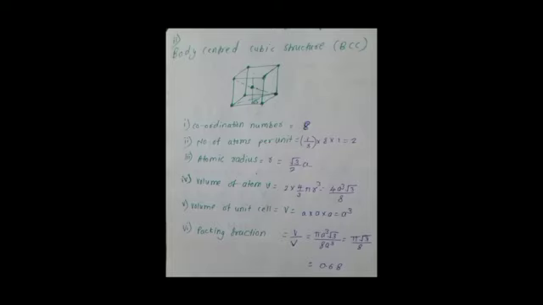This is a body centered cubic structure note. First, the coordination number is 8. Number of atoms per unit cell is 2. Atomic radius r is root 3 upon 4 a. Volume of atom is 4 pi a cube root 3 upon 8. Volume of unit cell V is equal to a cube and packing fraction is 0.68.